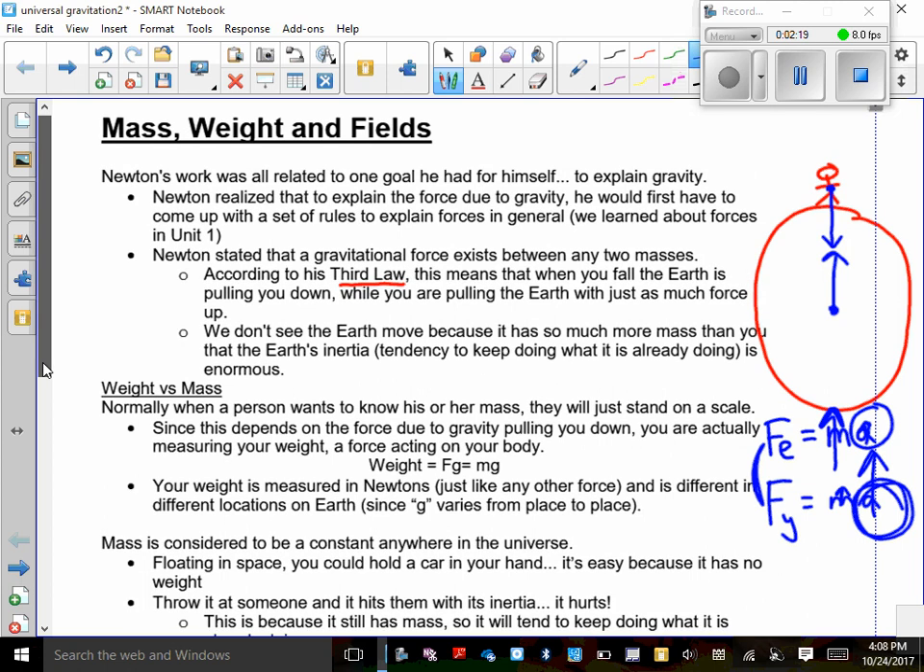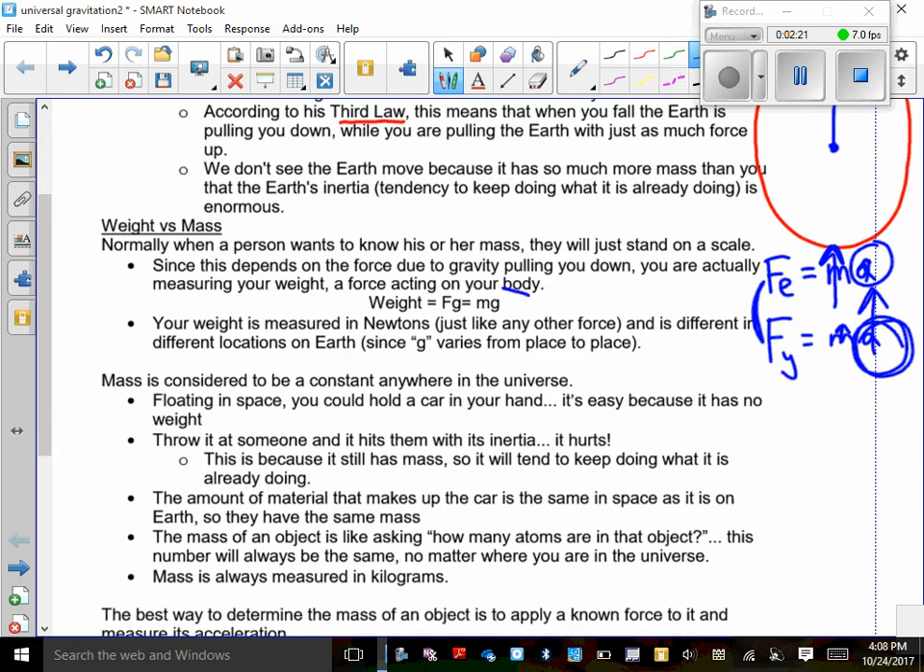Next, it goes through and talks about weight and mass. The important thing is weight is the same thing as the force of gravity. So this Fg should really be F sub g, like a teeny tiny subscript. And that is equal to mass times g, and that was a formula on your formula sheet.